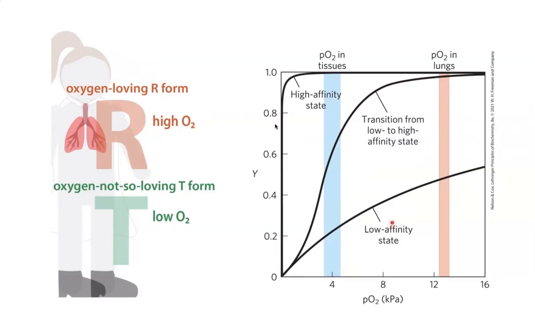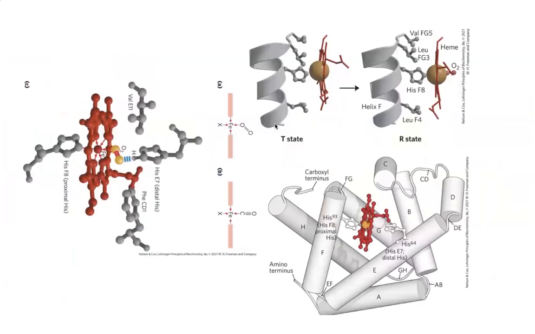Whereas if you were only in the T state all the time, you wouldn't be able to pick up enough in your lungs. And if you were only in the R state all the time, then you wouldn't be able to give off enough in your tissues. But by having this positive cooperativity, we're able to do this. We saw how this was caused structurally by allosteric changes that occur when oxygen binds.